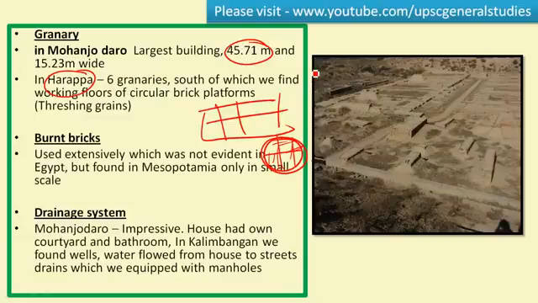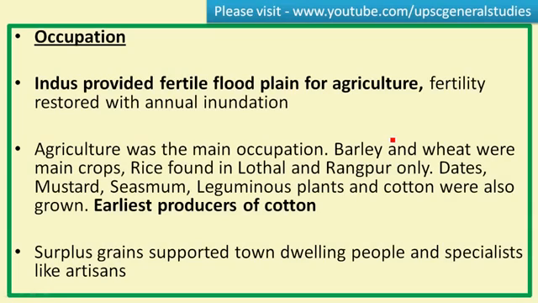And next let's look at the drainage system. It was impressive in Mohenjo-daro. Houses had their own courtyards and bathrooms, and the water was let out from the drains into the main drain. In Kalibangan we find wells. Water flowed from the house to the street drains, and these street drains were equipped with manholes for cleaning of the drains. So this is the planning here.